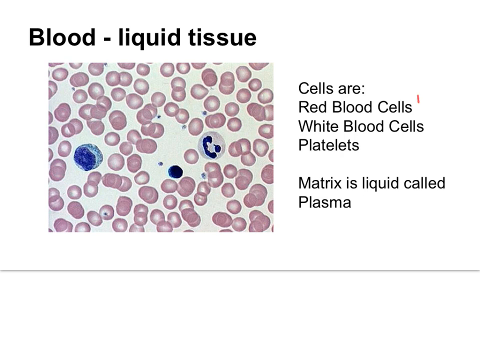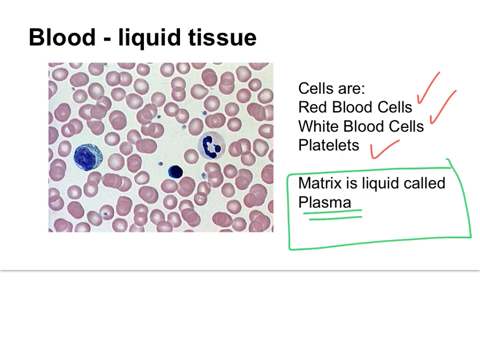So our first tissue is blood, a liquid tissue. What are the cells? Red blood cells, white blood cells, and platelets. And as we said, the matrix is the liquid called plasma. So that's the watery substance that contains many different important proteins in it.